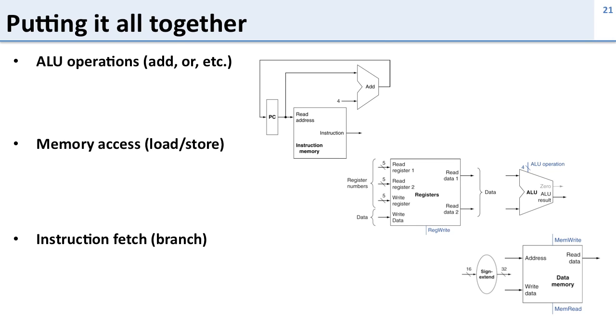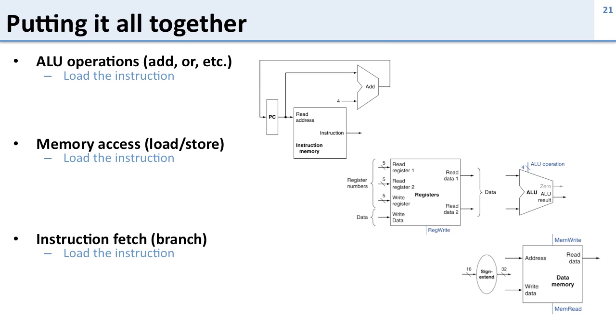So now we're going to look at putting this all together. We're going to look at how the different things we've talked about use different parts of the processor and how they share different parts. So we talked about ALU operations, these are add and OR instructions. Talked about memory access, load and store. And we talked about instruction fetch, and those are in particular branch instructions, which control what sort of instruction fetch we do. Now let's walk through these and see which parts of the processors they use.